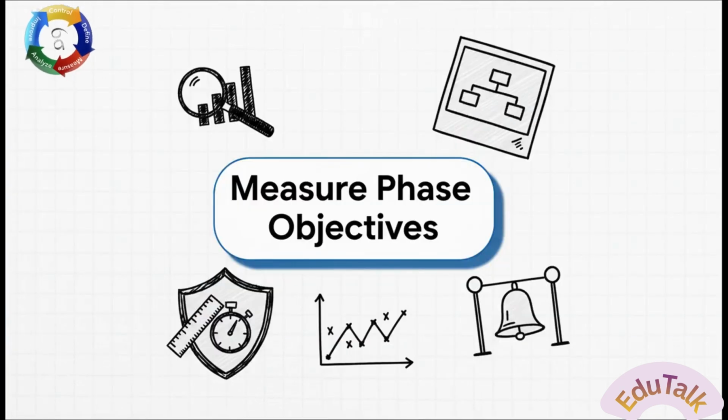The point here isn't just to go out and grab a bunch of random numbers. No, we are on a mission. We need to collect accurate data, we have to validate our measurement systems, and then we use all that good info to paint a really clear statistical picture of our process just as it is today.